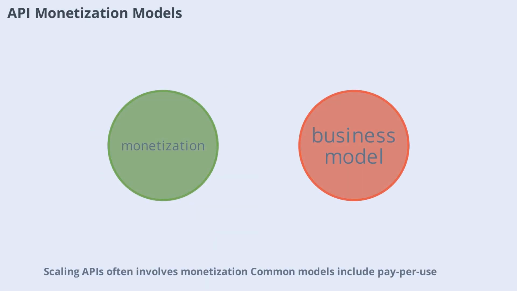Scaling APIs often involves monetization. Common models include pay-per-use, subscription, and freemium. Choosing the right model depends on your audience and business goals. Monetization strategies should align with your scaling plans to ensure profitability and user satisfaction.